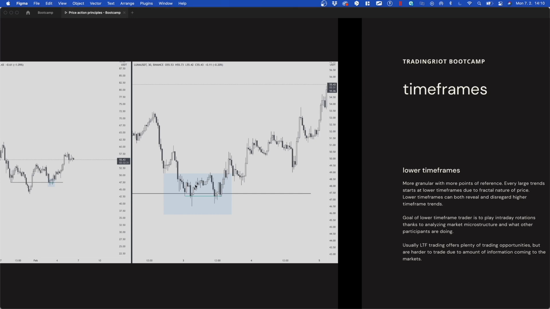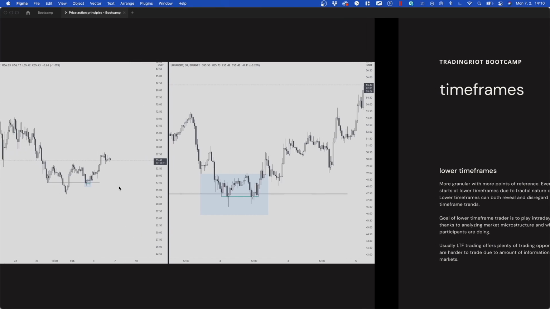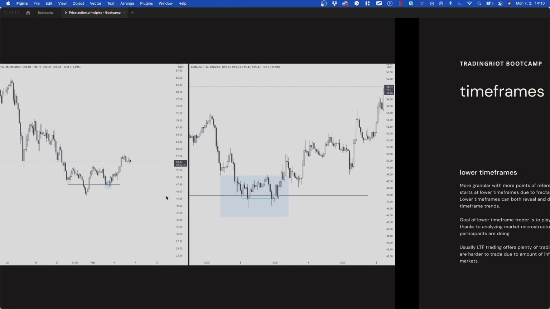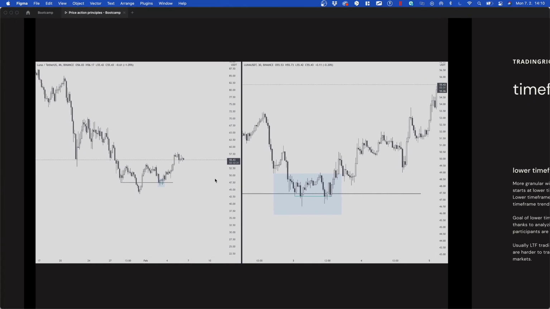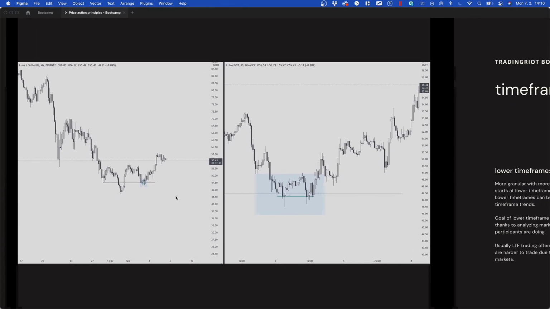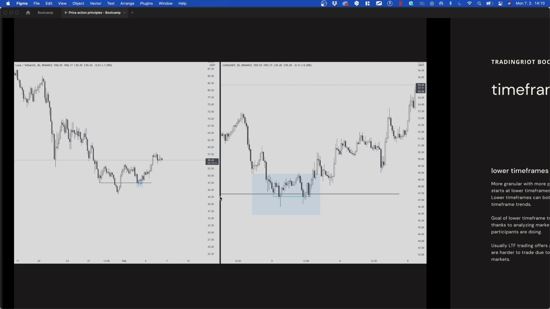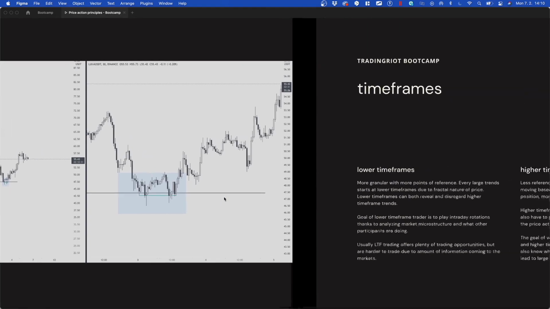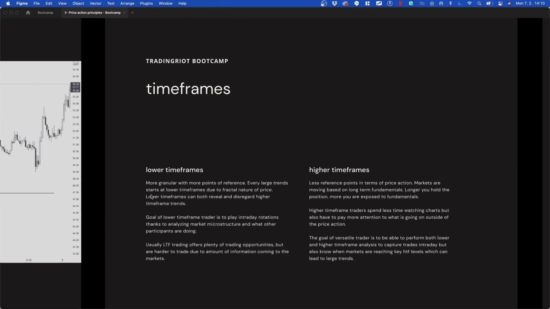Although these things usually happen at key technical levels, the move itself is not driven by the fact that the market hit any sort of support or resistance. This is an important thing to understand, and a lot of people lack this understanding, and a lot of people are just completely disregarding any fundamental events in the market. But on a large scale, markets are always moving based on fundamentals.